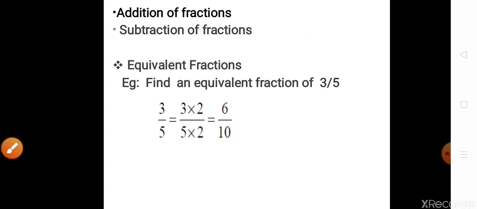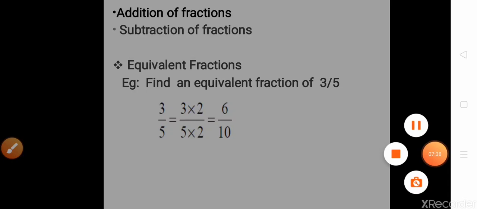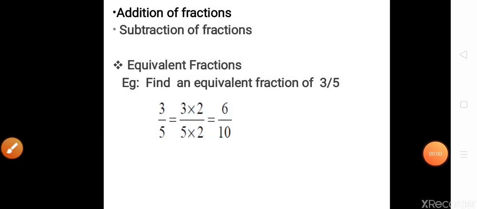Okay. Now next, as you can see here, there is another term called equivalent fractions. Now what do we mean by equivalent fractions? Okay. So equivalent fractions are those fractions that have different numerators and denominators. Okay. But they represent the same value or proportion or portion of a whole, or say one unit.